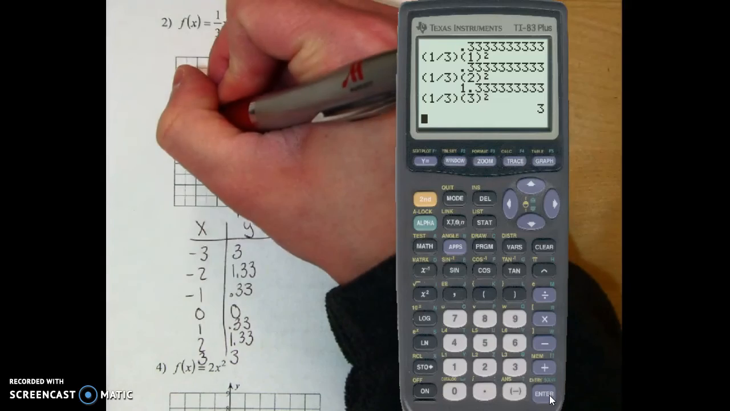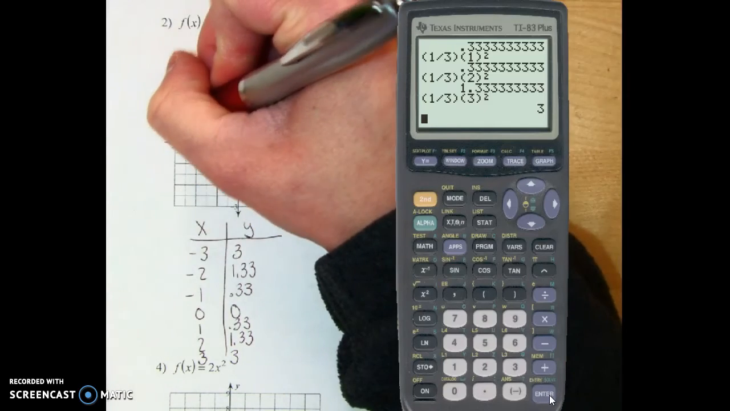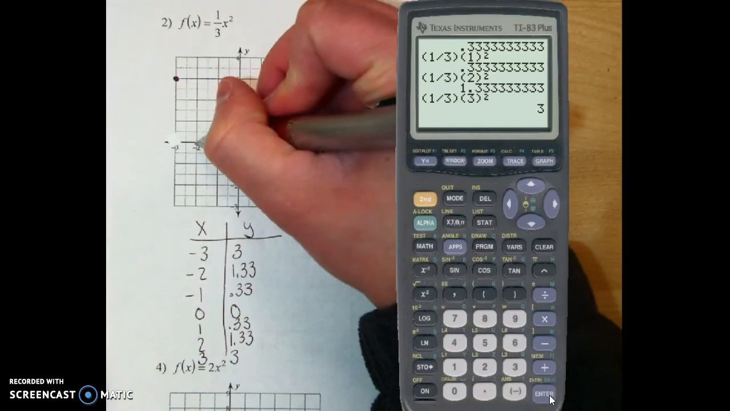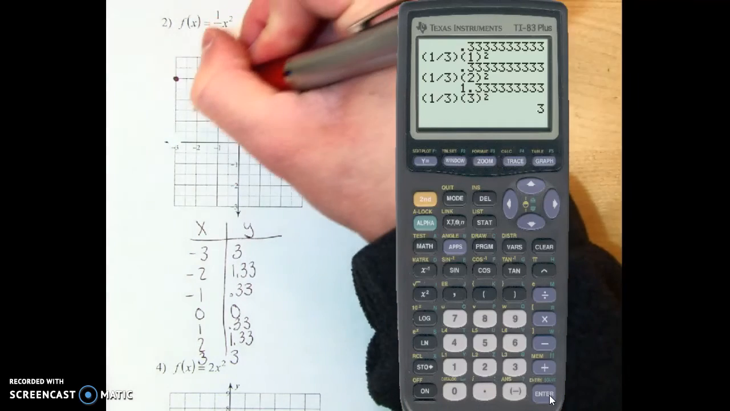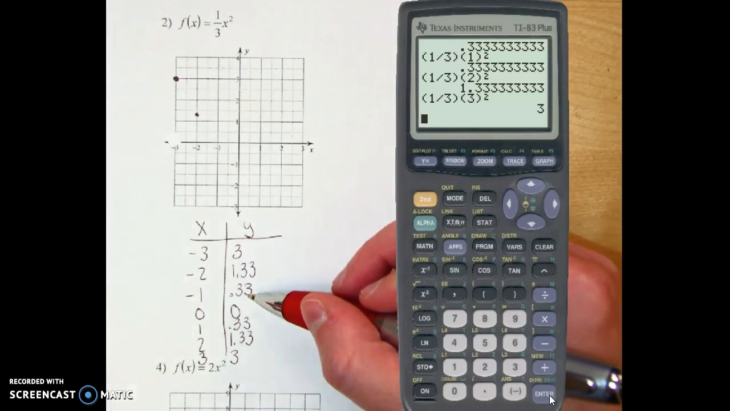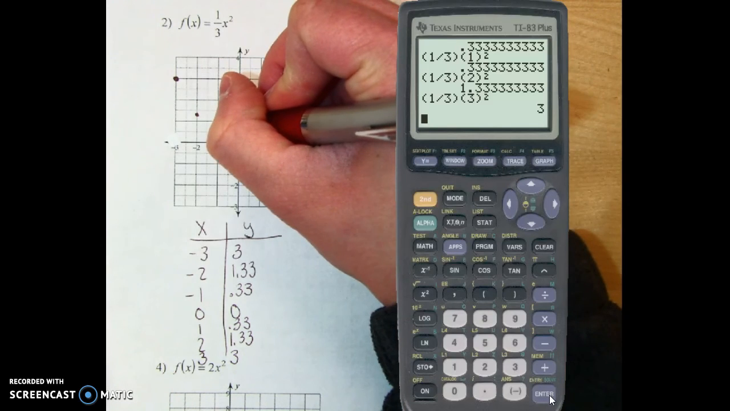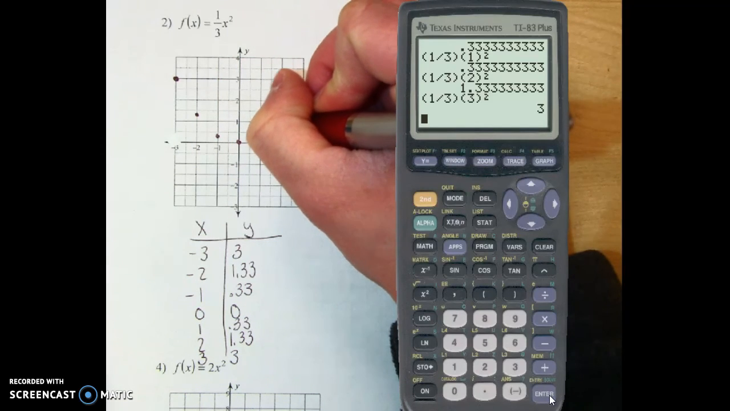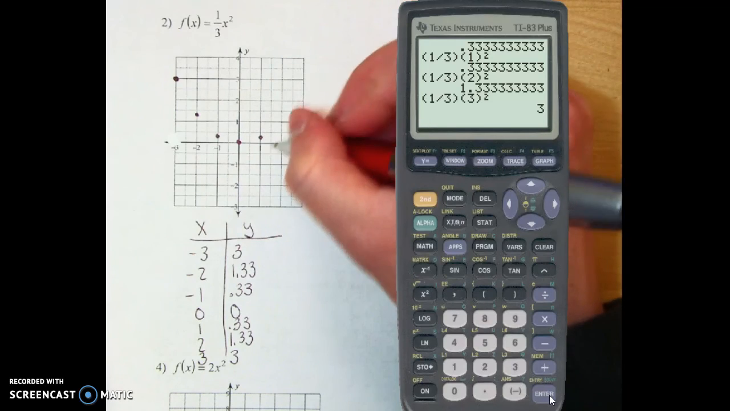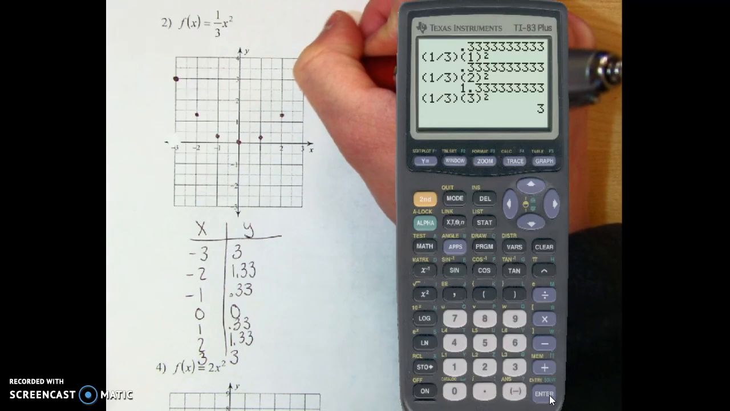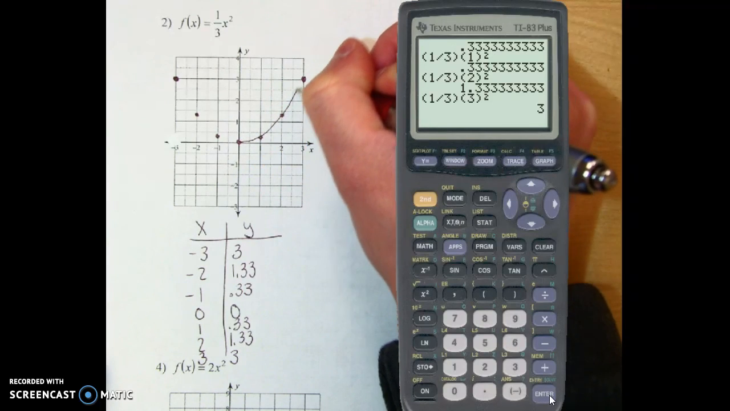So -3 is right here. Oh, no, just kidding. -3 is right here. Don't look at that point. Here, I'll wipe that out. Okay, -2. And then 1.33 is about right here. And then -1, 0.33 will be here. 0, 0. 1, 0.33. 2 and 1.33, and 3, 3. So this one is a wider parabola, so you get the nice U shape here.